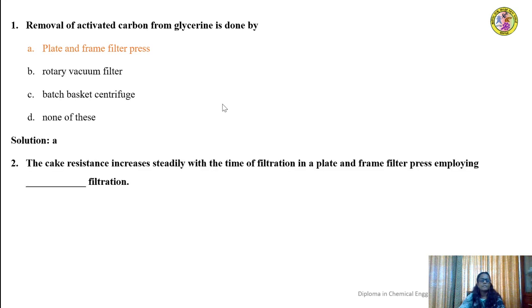The cake resistance increases steadily with the time of filtration in a plate and frame filter press employing dash filtration. Rate filtration, pressure filtration, both A and B, neither A and B. Okay, the cake resistance increases steadily by employing both constant rate and constant pressure filtration in a plate and frame filter press.